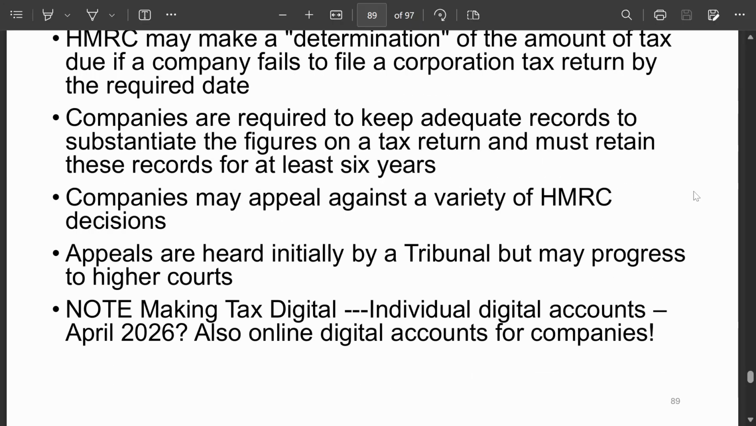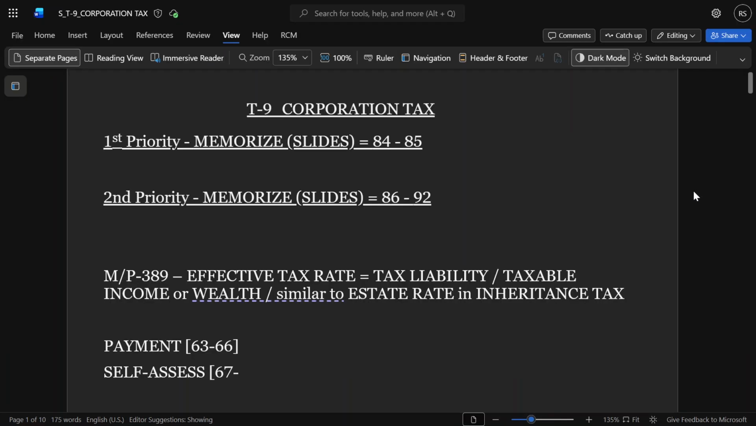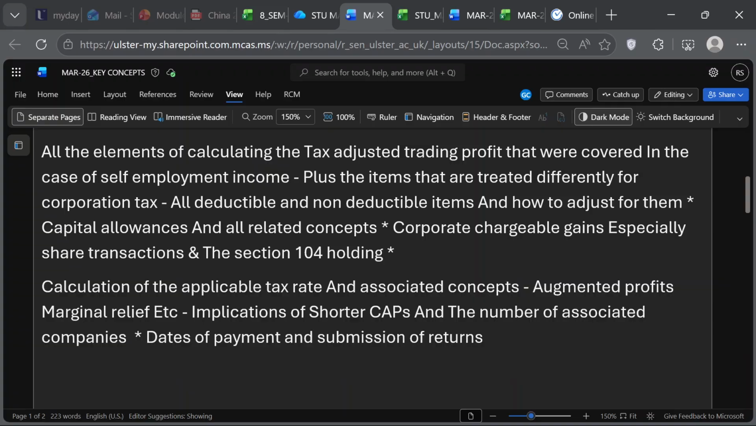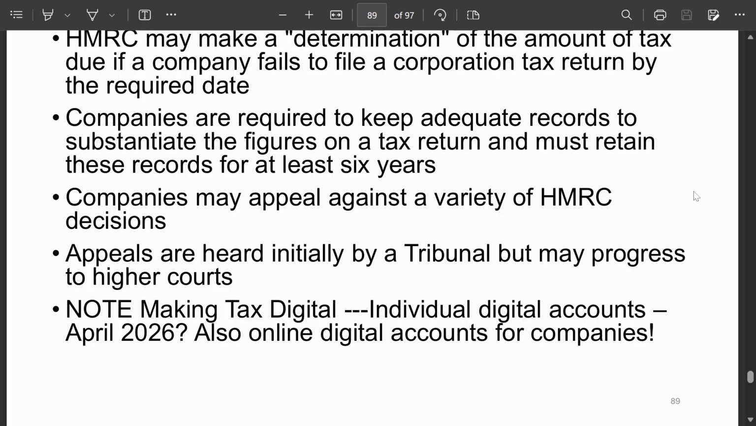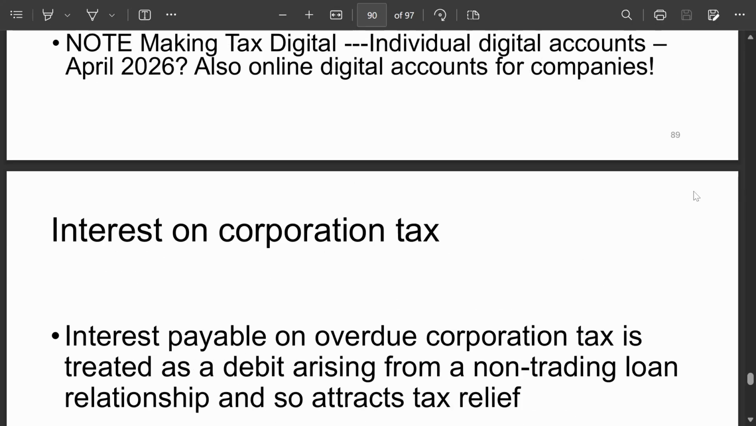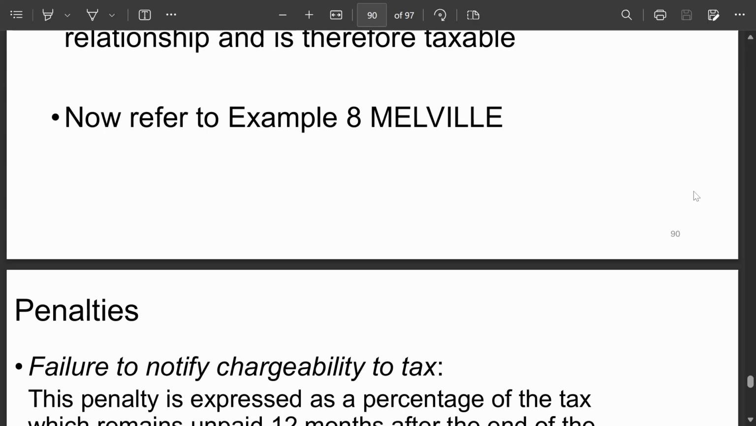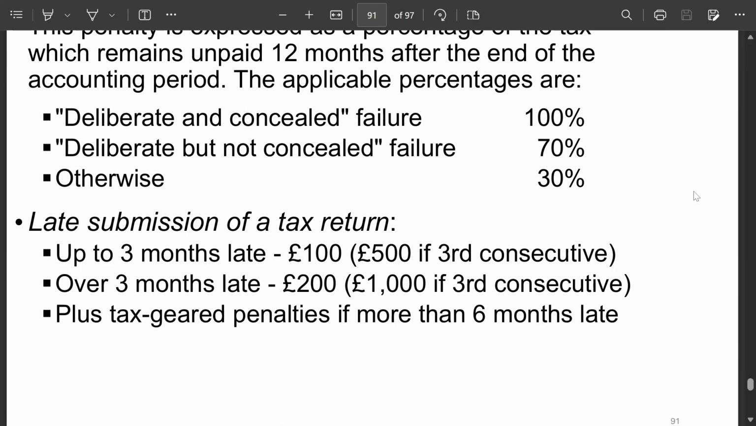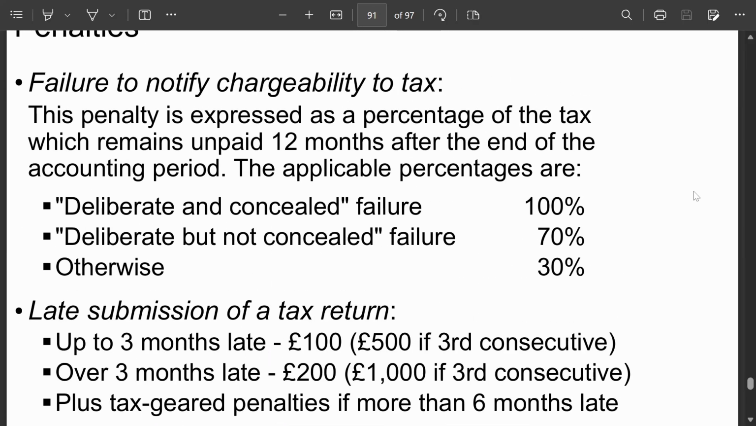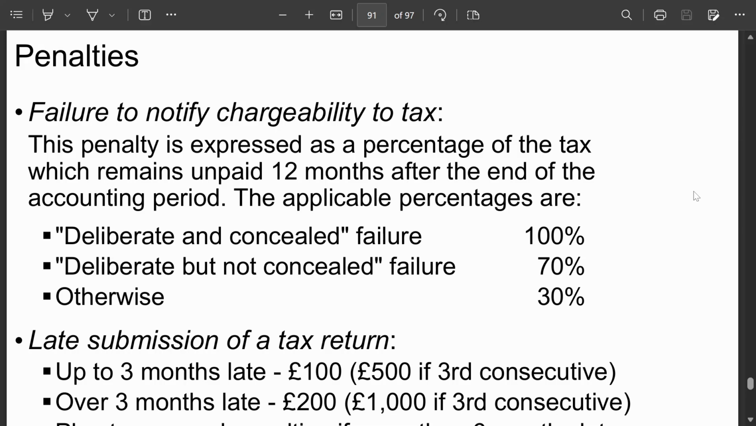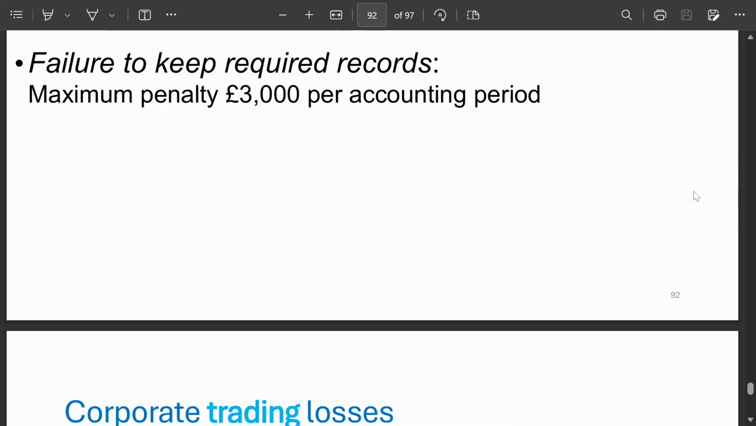Okay, what did I say here? 86 to 92. I'm just going to go through here, 92. Second priority, okay? Interest on corporation tax. Let me just go through this. Late submission penalties, I would say second priority. All this stuff is second priority.